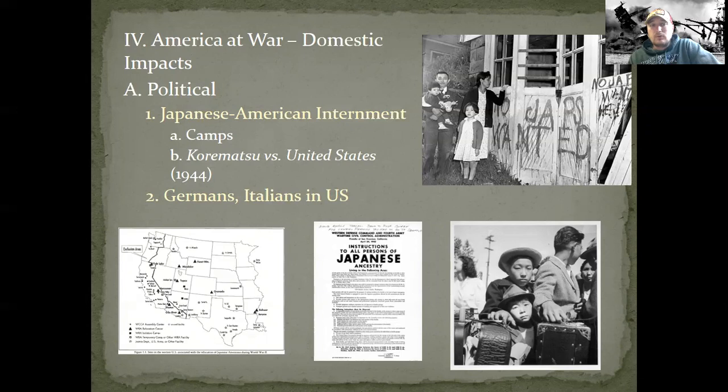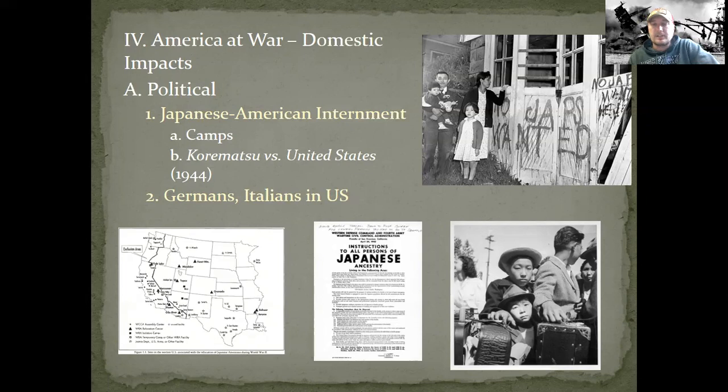It's a painful part of our history, but man, it's one that we have to look at if we want to avoid this kind of stuff in the future. I will also mention, it says Germans and Italians in the United States. There were some Germans and Italians that got wrapped up, especially on the East Coast. There were some that were arrested.